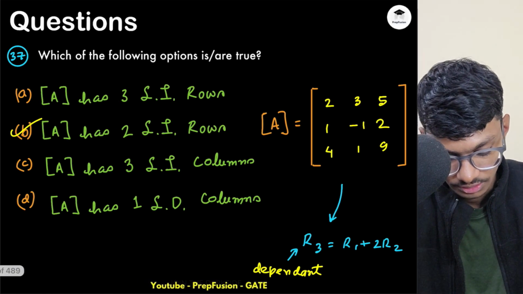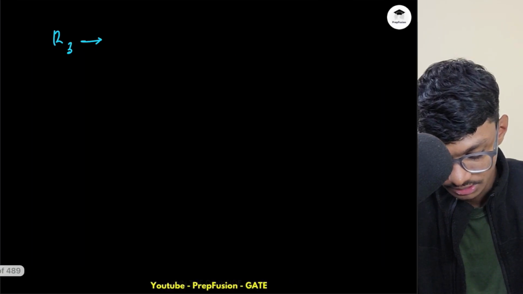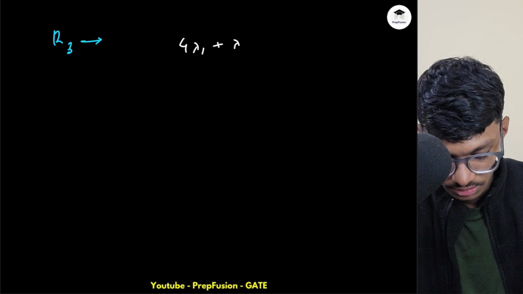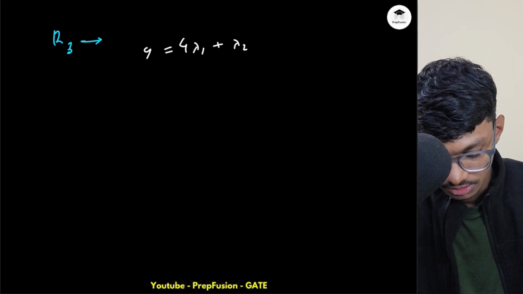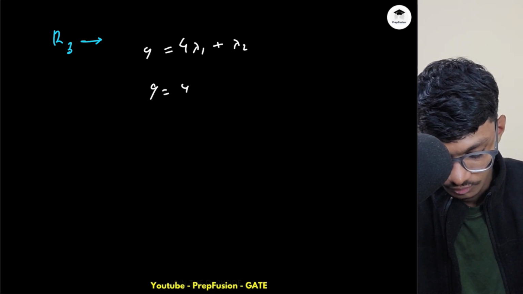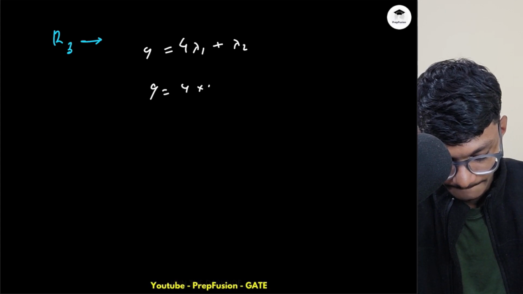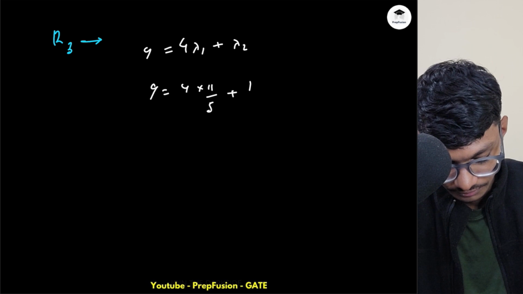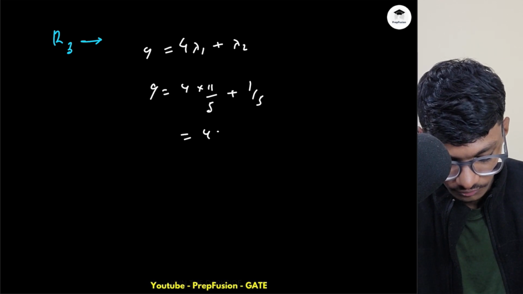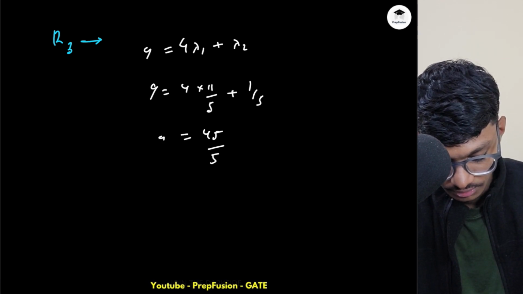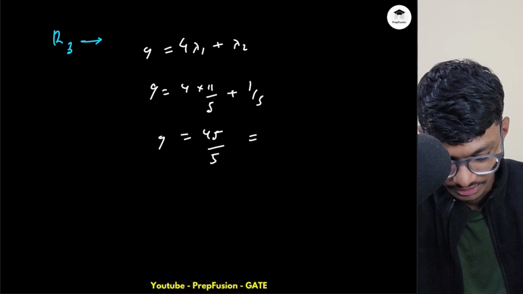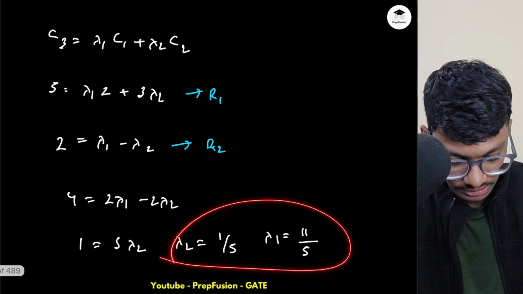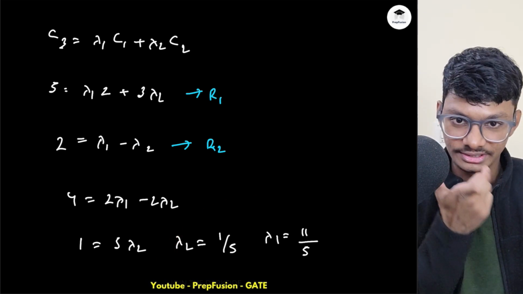So here, third row, right? So 4 lambda 1 plus lambda 2 should be equal to 9. So 9 equals 4 into 11 by 5 plus 1 by 5, which is 45 by 5, 9. So 9 equals 9, which is satisfying, right? So hence we can check that these are the coefficients, these are the linear dependencies.